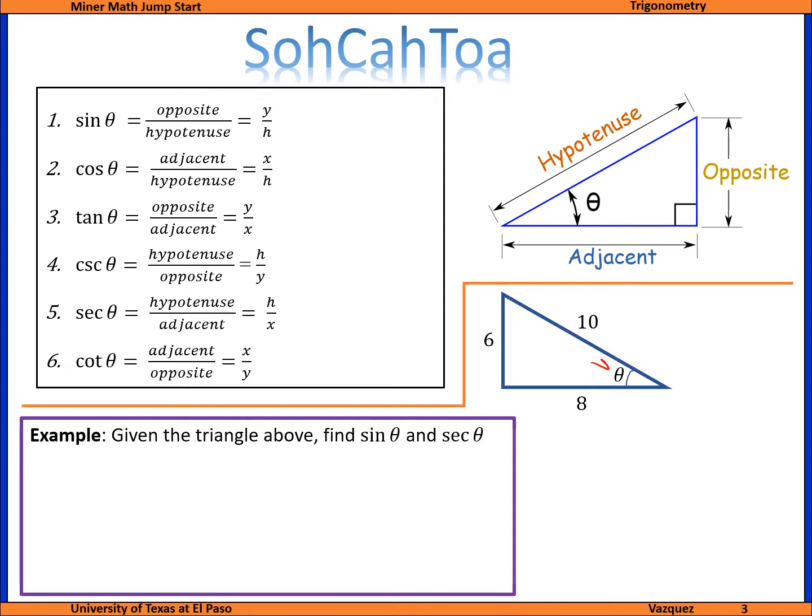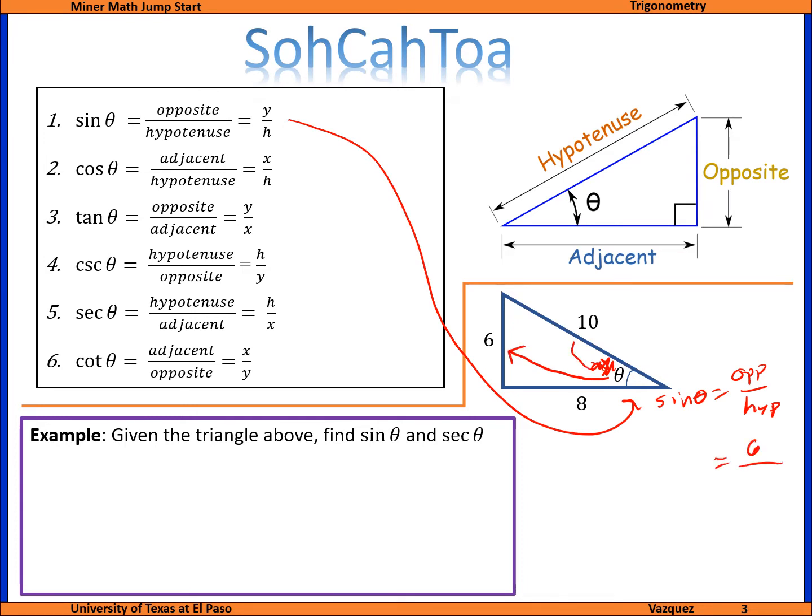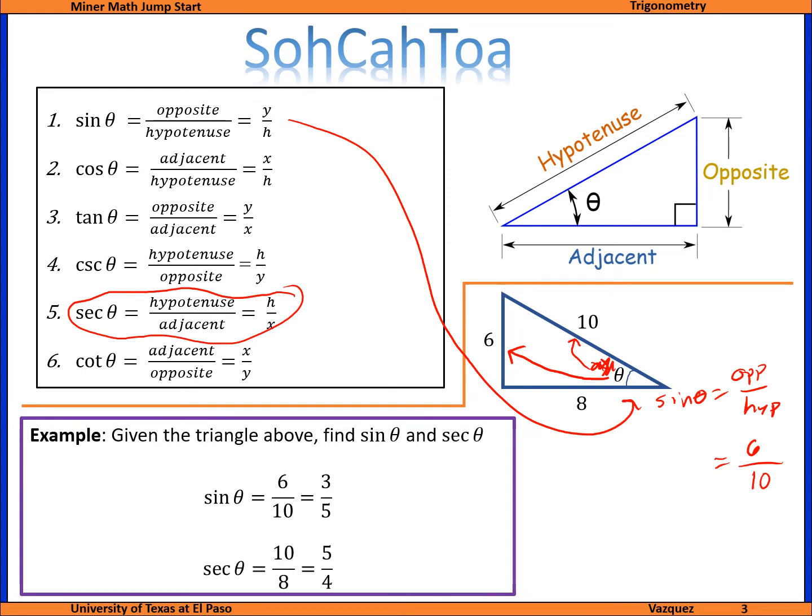So in this case, theta is right here. And sine, they're telling us, is opposite over hypotenuse. So what's opposite of theta? Opposite of theta would be 6. So 6 over hypotenuse. And hypotenuse is always the longest side, the slant, 10. So that one would just be 6 over 10, or if we simplify it, it is 3 over 5. Same thing with secant. Secant, now we just have to look at this. Hypotenuse over adjacent. So that would just be 10 over 8, or if we reduce it, that would be 5 over 4.